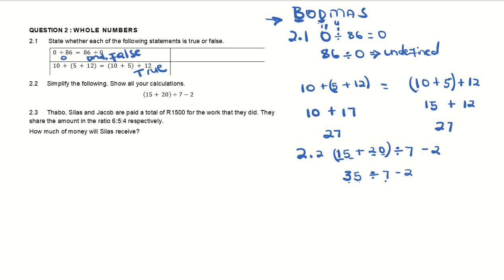35 divided by 7 gives us 5. When we subtract 2, we get 3. So our answer is 3.